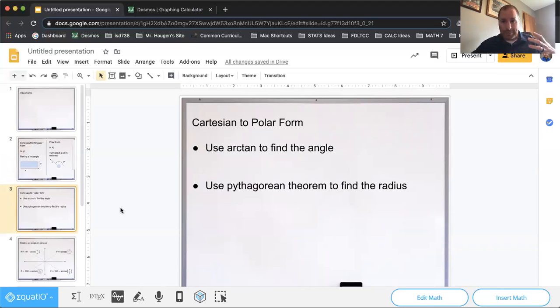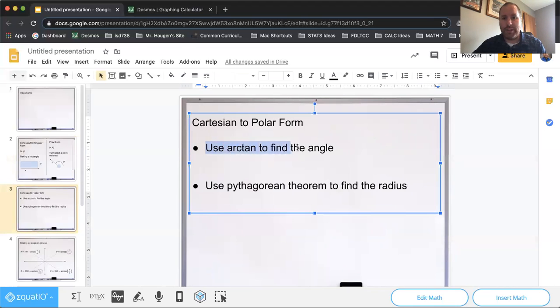The basic steps: we're going to go over one example of each, Cartesian to polar and polar back to Cartesian. So Cartesian to polar form, Cartesian again being rectangular form. Just like we did with complex numbers and vectors, we use the arctangent to find the angle, and then maybe have to make an adjustment from 180 or 360 if we have to. And then we use the Pythagorean theorem to find the radius. Nothing new, same type of stuff.